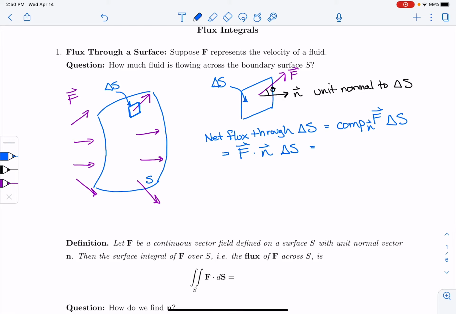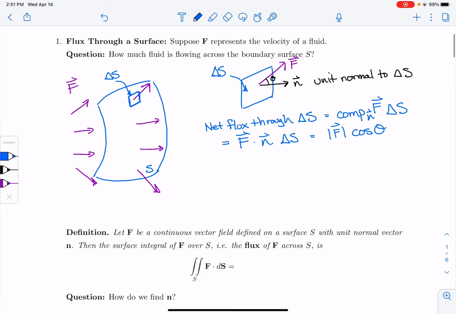Another way to think about that is that's, say, the magnitude of my fluid velocity, okay, times the magnitude of n, which is 1, times cosine of theta. And if you look at the diagram, you can see that the dot product there does, in fact, represent the amount of F in the n direction, that of course is magnitude of F cosine theta, kind of decomposing F into the amount that's in the n direction. So that's the amount of flux through a piece of the surface.